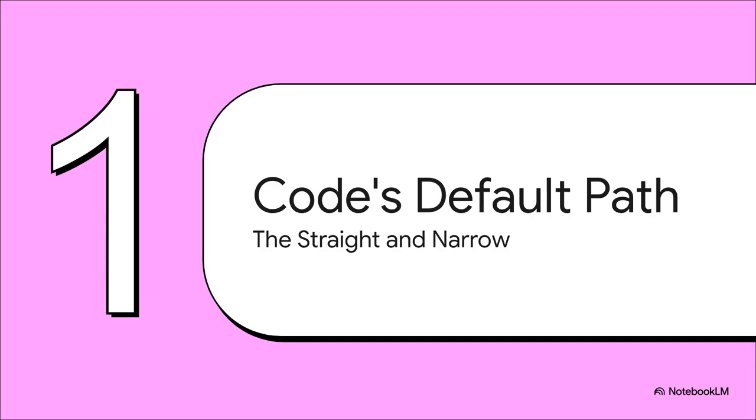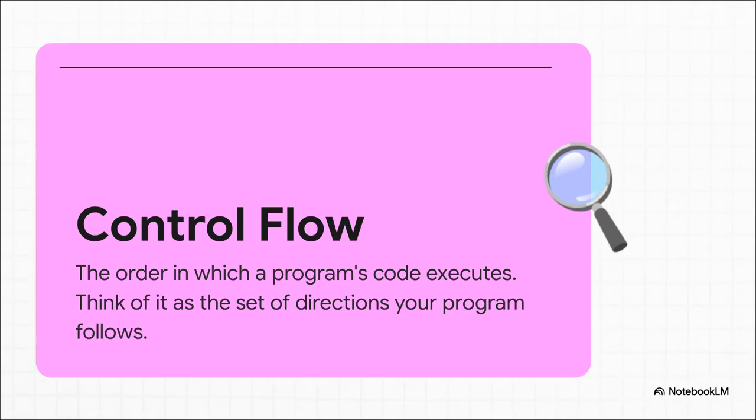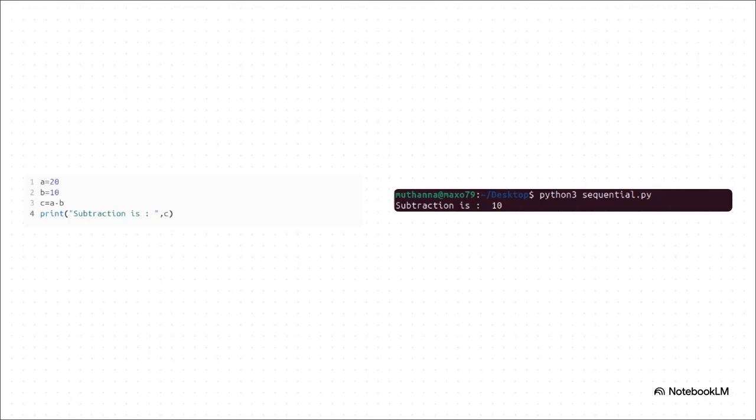All right, so by default, your program is kind of like a super diligent, but let's be honest, not very creative assistant. It just goes through your instructions, one by one, top to bottom. No questions asked, no detours taken. This predictable step-by-step journey has a name. It's called control flow. It's the default set of directions. But the real magic, the real power, happens when you, the programmer, decide to grab the wheel and take control of that flow yourself.